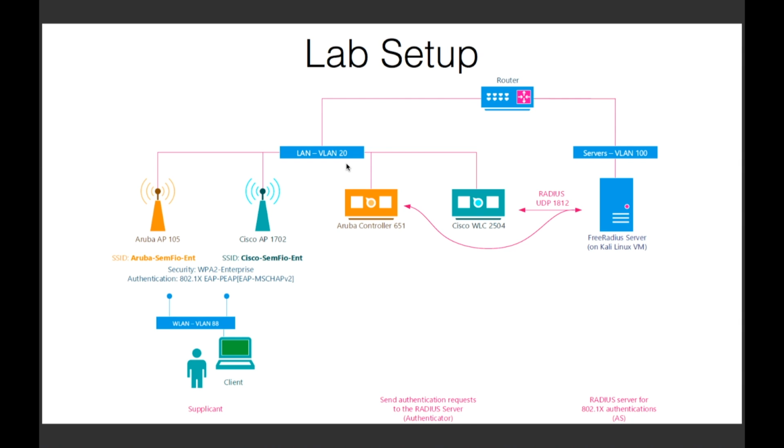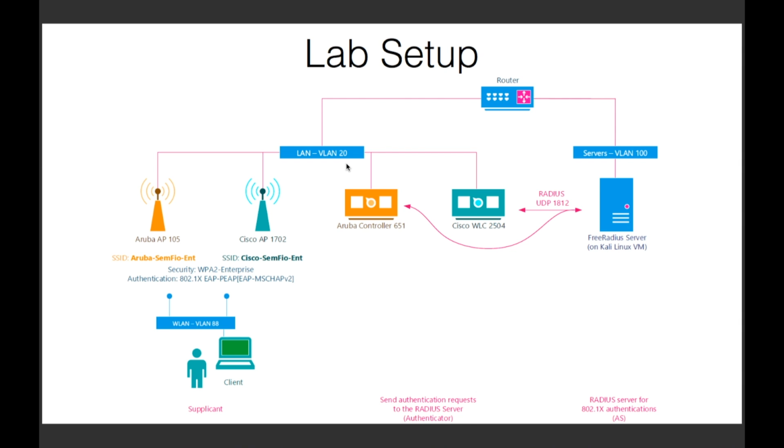The lab setup we have for today, so we have an Aruba controller 650 watt with an Aruba AP105. We have a Cisco controller 2504 with the Cisco AP1702. They're all connected on the LAN on VLAN 20. And then we have another VLAN for the servers, VLAN 100, on which we are going to install the FreeRADIUS server. So I have a Kali Linux VM running, and that's what we're going to use to install the FreeRADIUS server on.